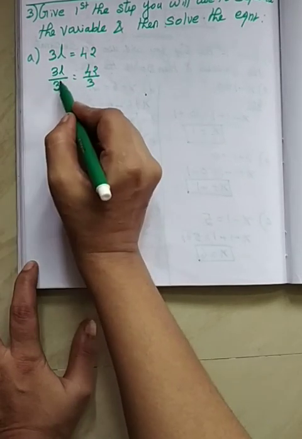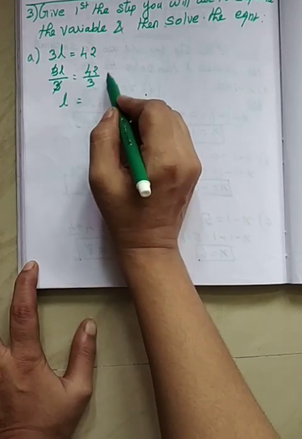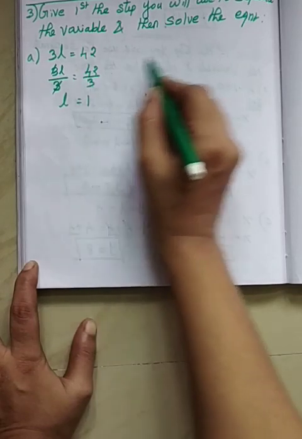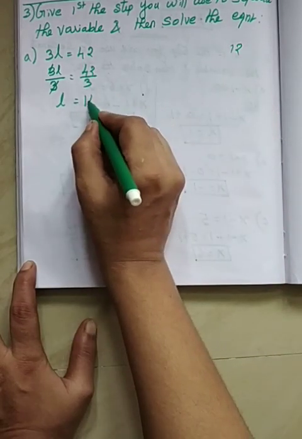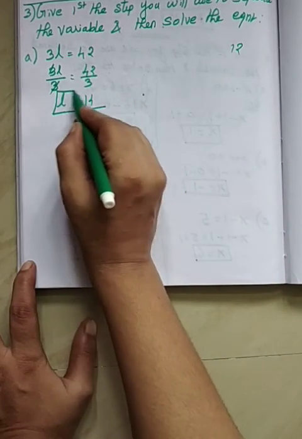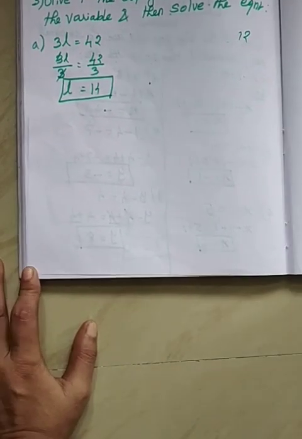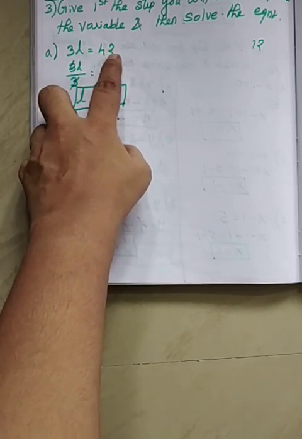On the left hand side, cancel the 3. So you will get L is equal to, how many 3s are in this 42? 1 3s are 3, the remainder 1, so 12. How many 3s are in this 12? 4. So what is the L value? L is equal to 14. Clear?